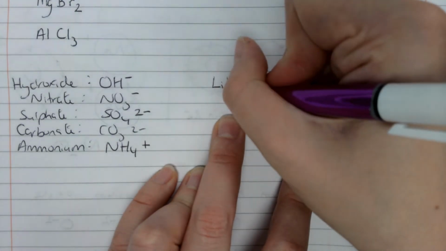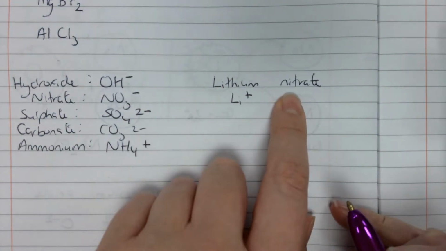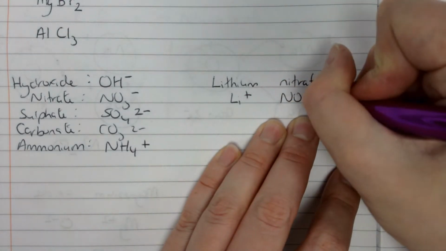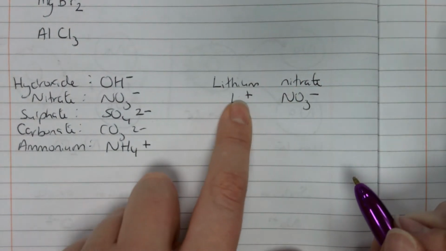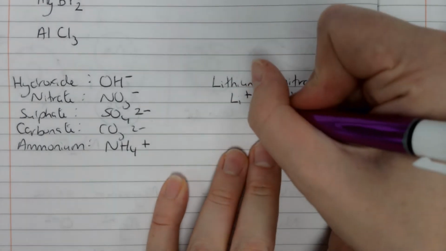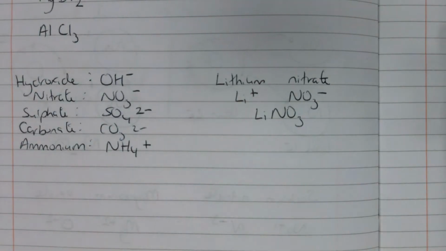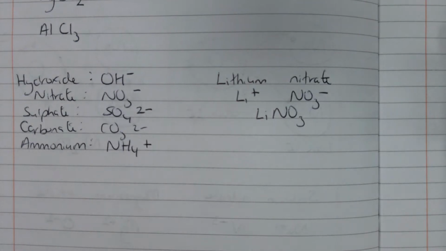Lithium is in group 1, it has got a +1 charge. The formula of a nitrate ion is NO3-. +1 -1, those charges immediately cancel, so I don't change a thing. I just put the formula together and I get LiNO3.